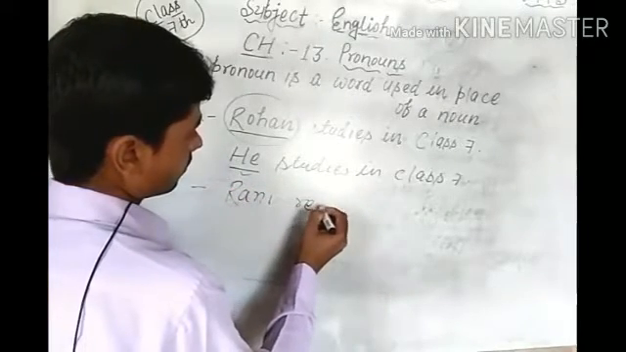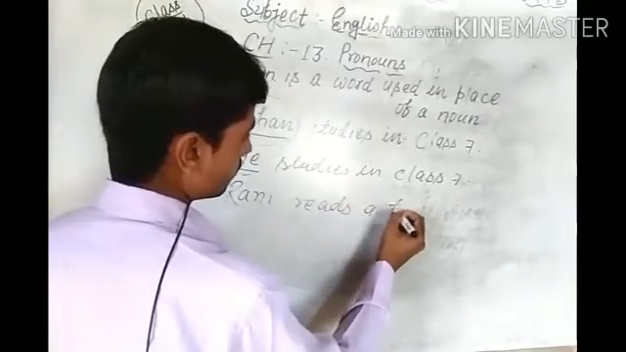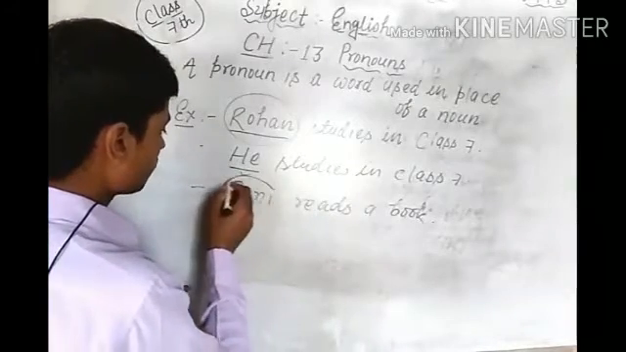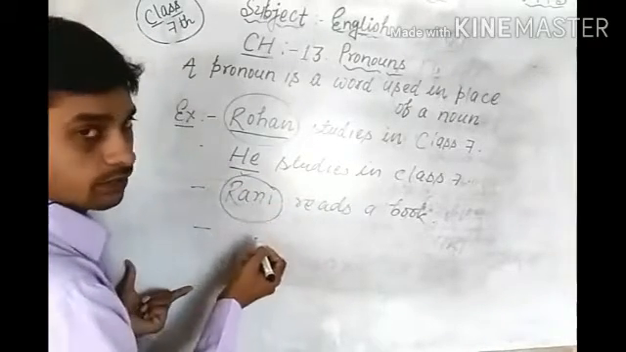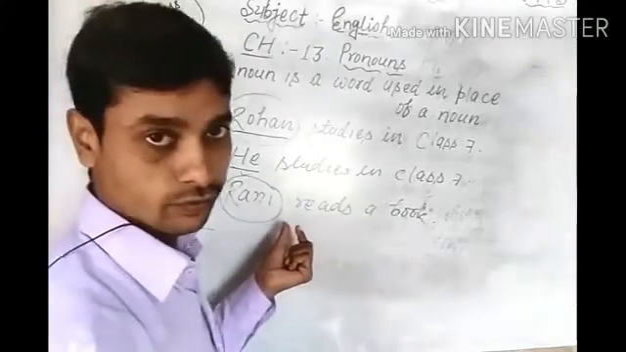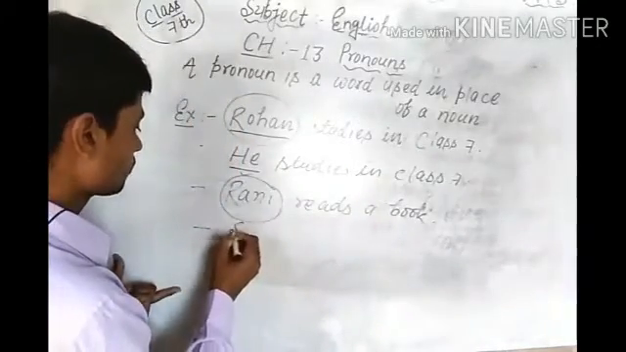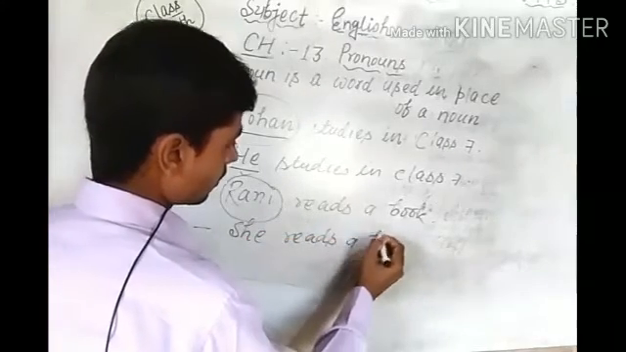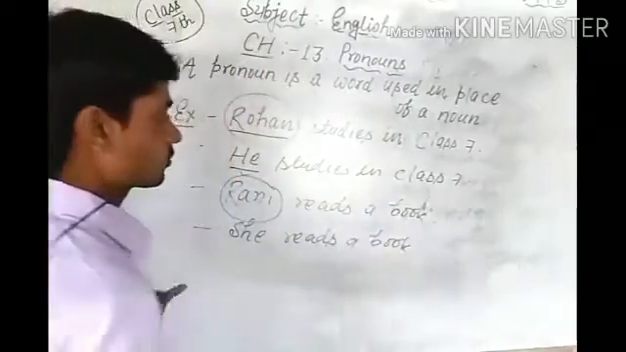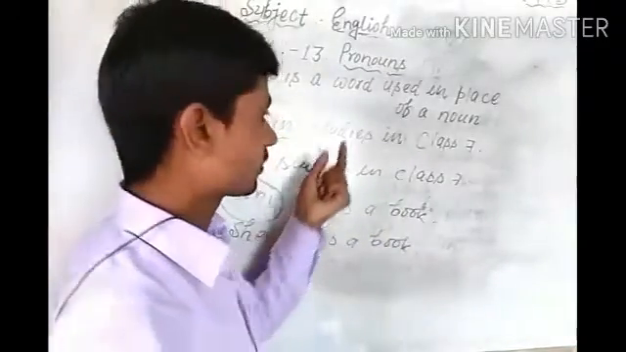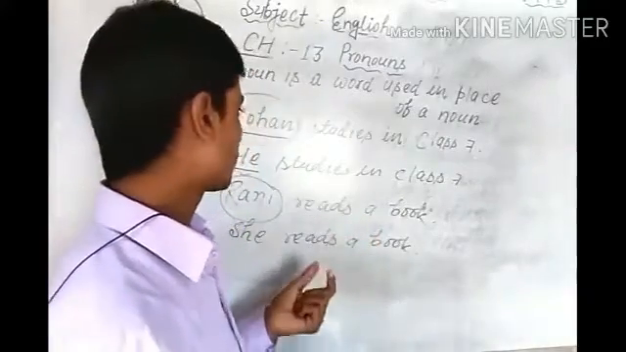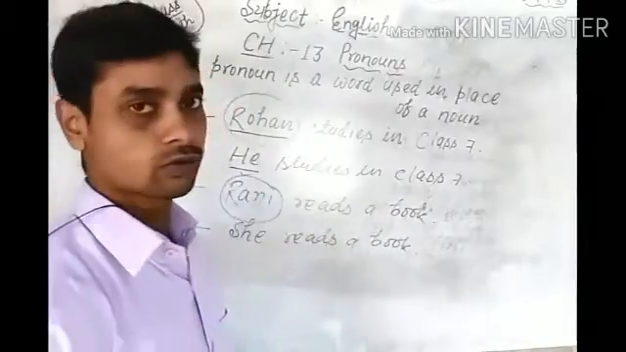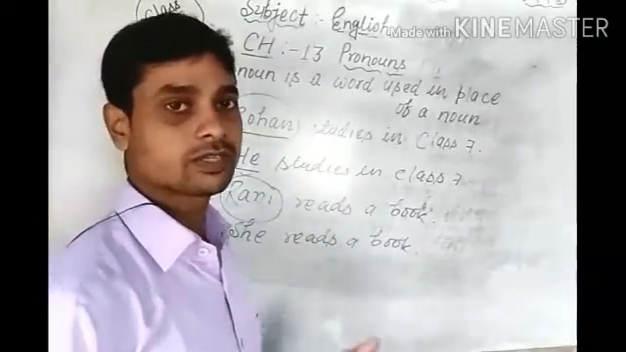We can understand with another example. Rani reads a book. Okay students, in this sentence what is the noun? Rani. Because Rani is a female, in the place of Rani we can use "she". She reads a book. Okay students, it is clear what a pronoun is. So in the place of a noun, if another word is used, that is called a pronoun.